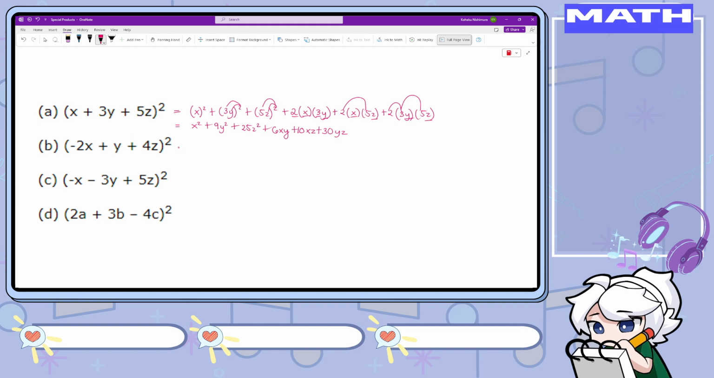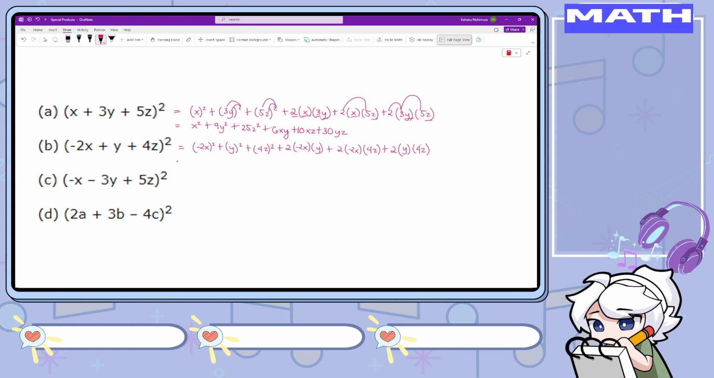So let's have example number 2 just in case. Again, first step, we square the first term, and then we square the second term, and then we square the third term, and then we multiply 2 times the first term times the second term, and then we multiply 2 times the first term times the third term, and lastly we add 2 times the second term times the third term.